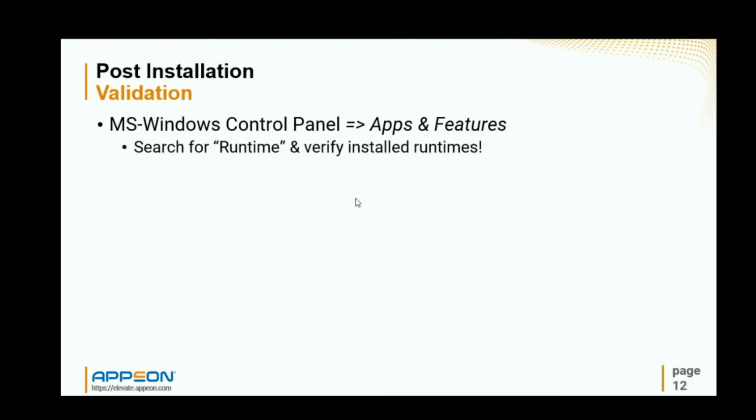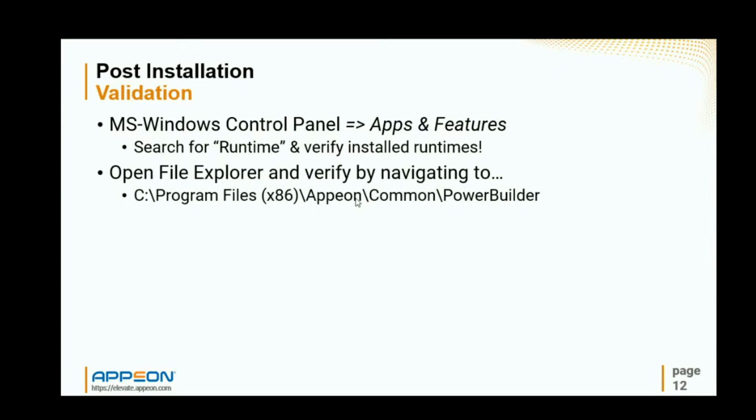So post-installation validation. Go to the Microsoft Windows Control Panel, Application and Features, and search for Runtime, which you notice I already did, and I verified that the runtime was there. I open File Explorer and I can verify by navigating to Program Files, Appeon, Common, PowerBuilder, a new structure folder, that the runtime is there.